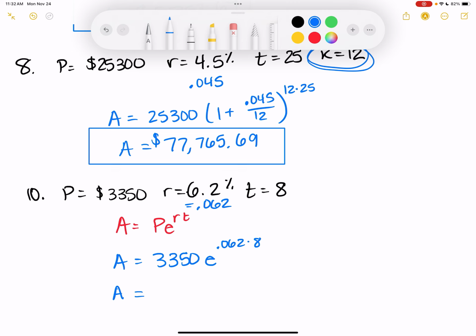Anyways, the answer is 5,501.17. What's the value of E? 2.71. 2.72. It's Euler's number, an irrational number like pi.